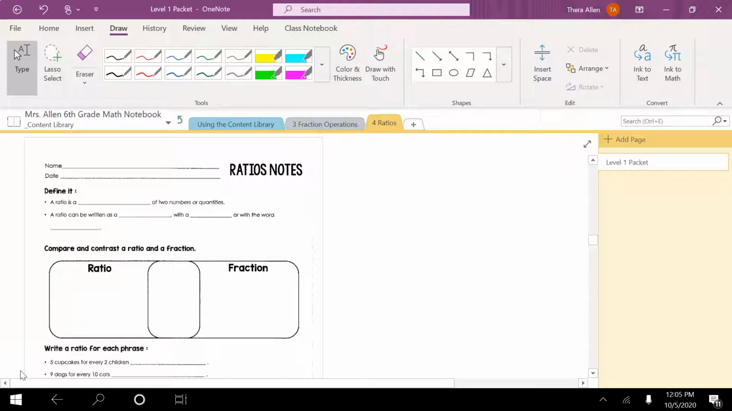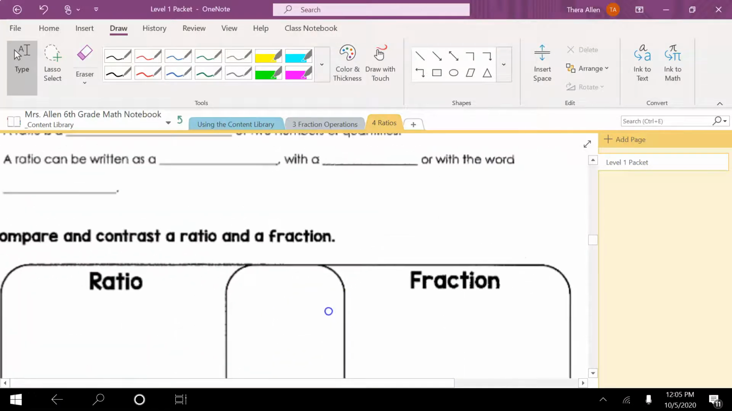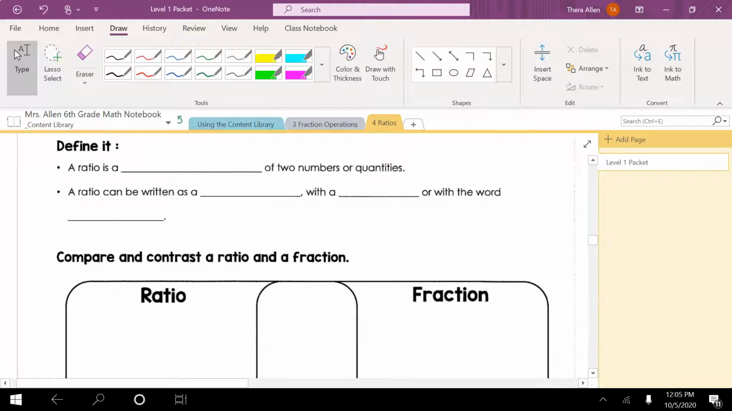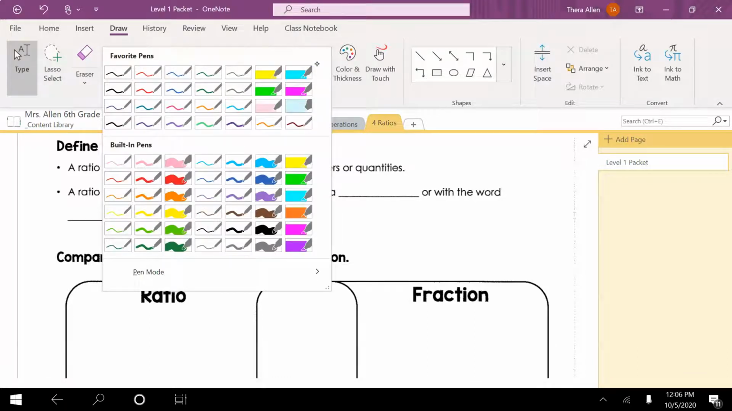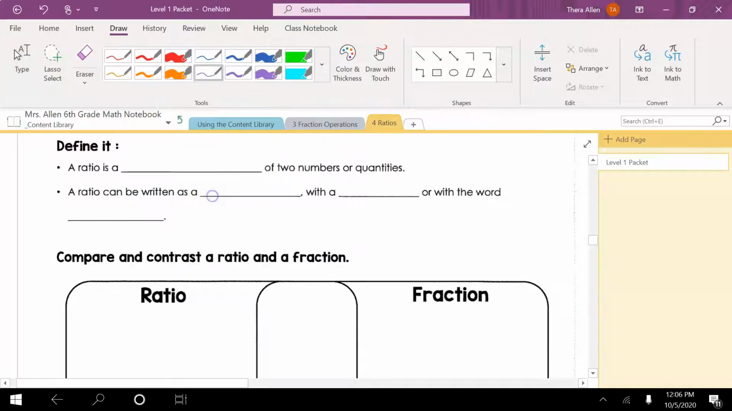Okay, let's move on to a little more about ratios. So we're going to do a little review, and then we are going to move on to simplifying ratios. So first of all, a ratio is a comparison of two numbers or quantities.